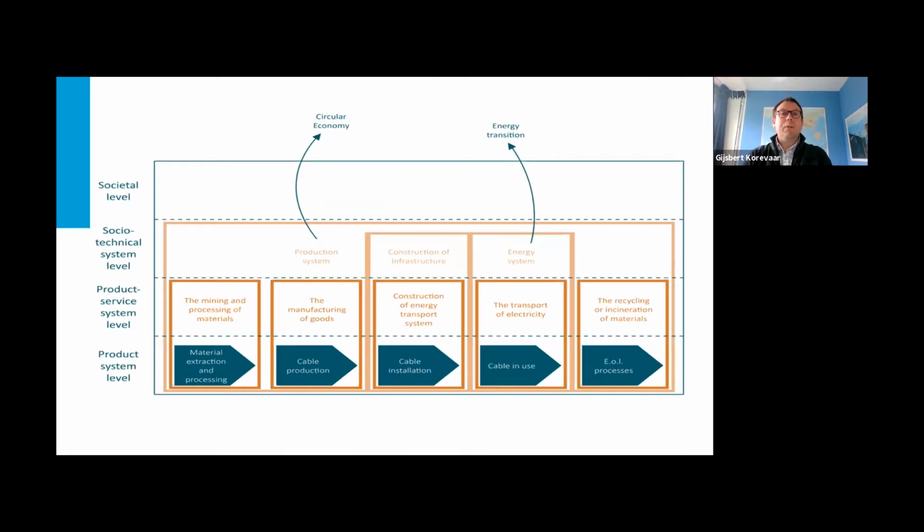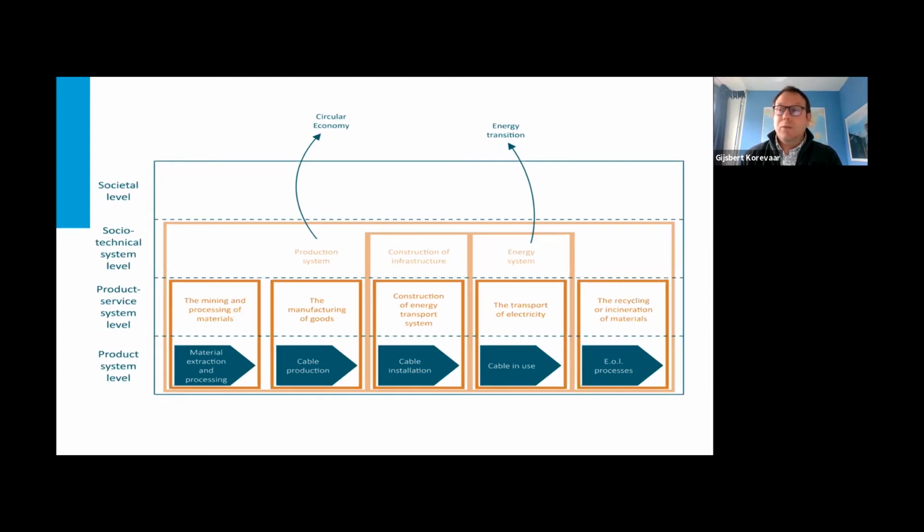To give you an example, we applied that in a situation with a cable manufacturer, the Dutch cable factory, which is located in Delft, but is actually part of the multinational Prysmian. That was a very interesting example, where they said, we want to produce new cables, and we want to do that in a circular way.